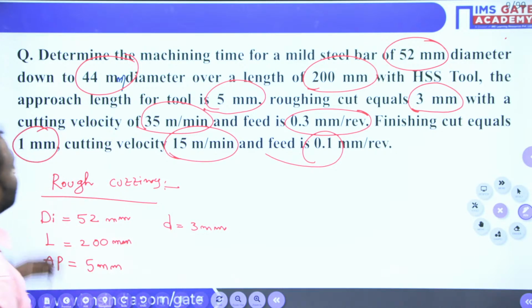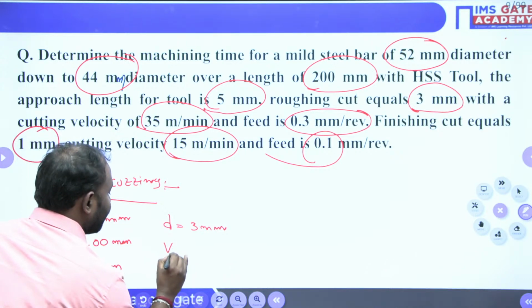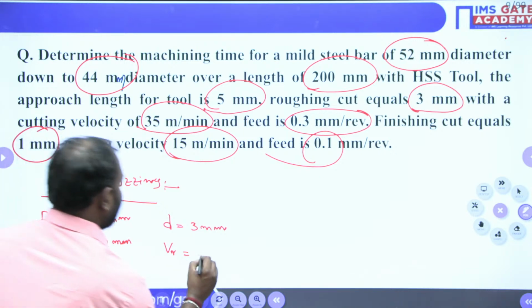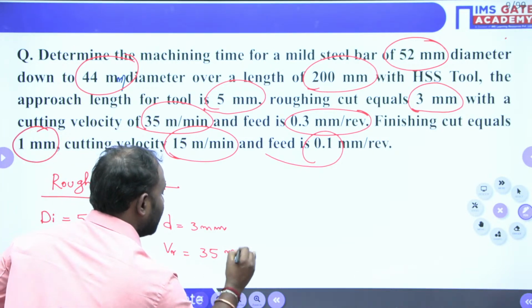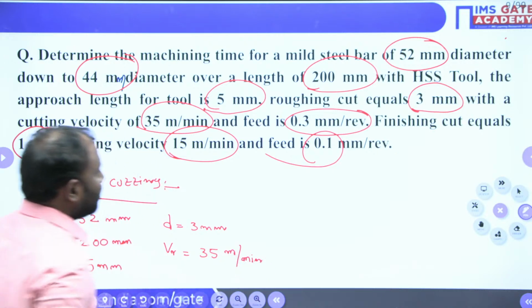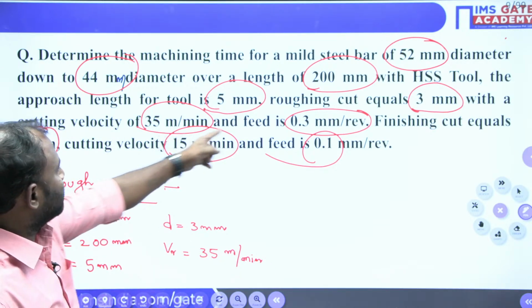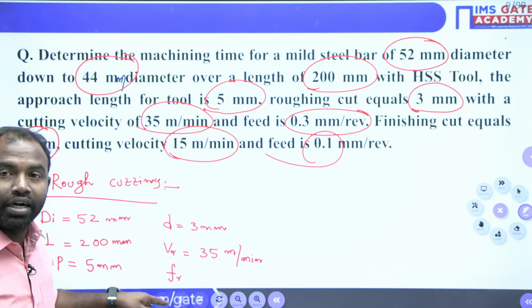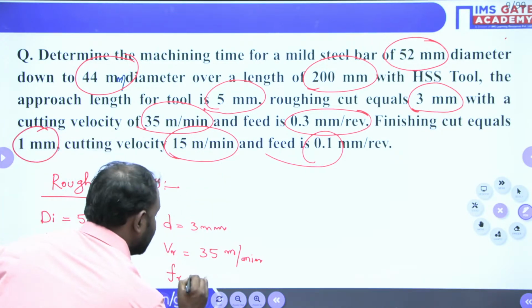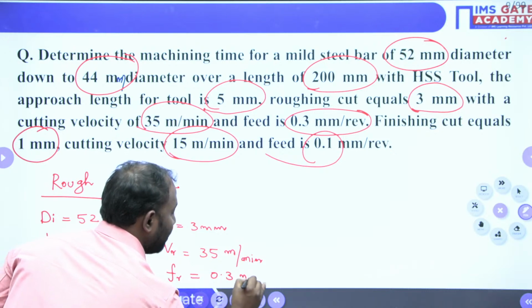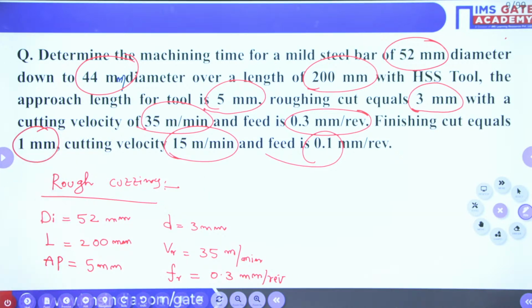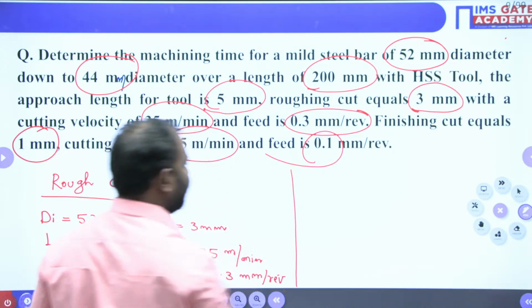Next, for the rough cut, the cutting velocity, VR, is equal to 35 meters per minute. And the feed for the rough cut, FR, is equal to 0.3 mm per revolution. Okay, this is the data for the rough cut. Similarly, you write for the finishing cut.